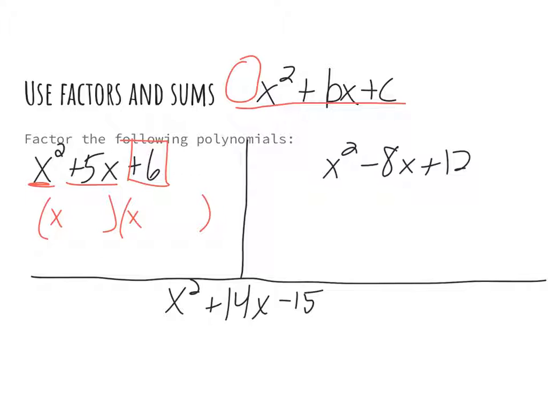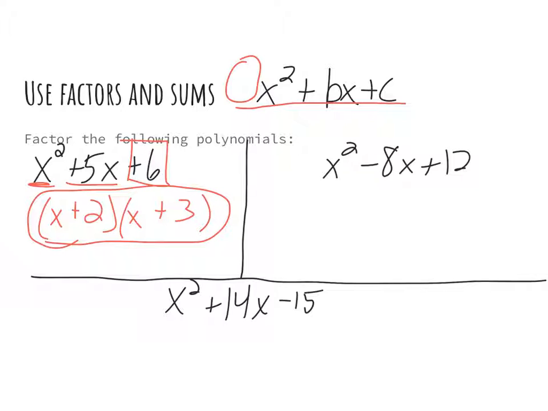So in this first case, we need two numbers that multiply together to get 6 and add up to 5. Those two numbers are 2 and 3. Positive 2 times positive 3 gives me 6. Positive 2 plus 3 will give me 5. Here is my factor.